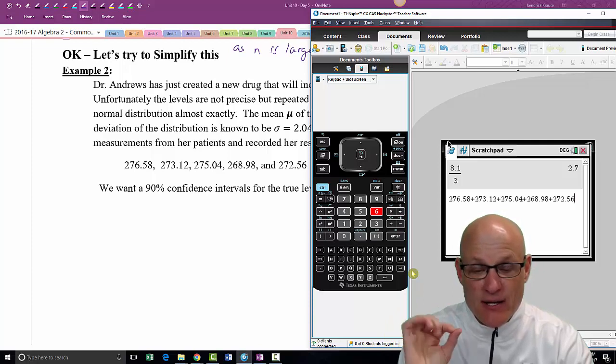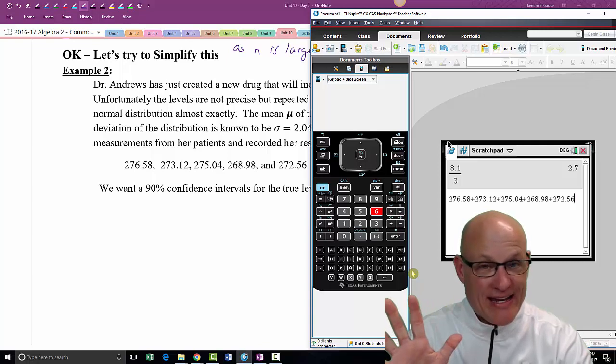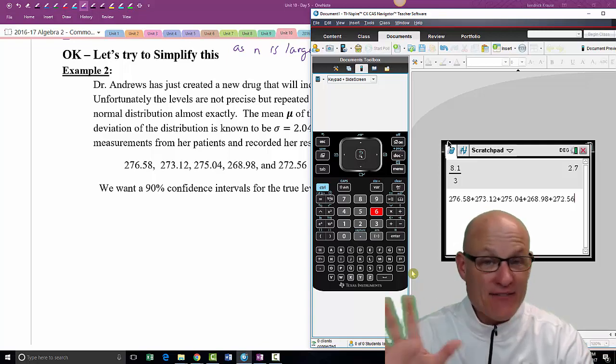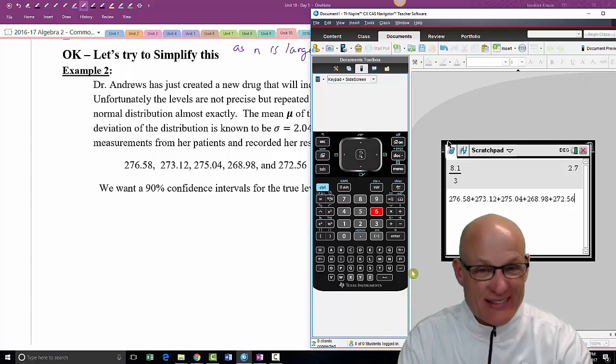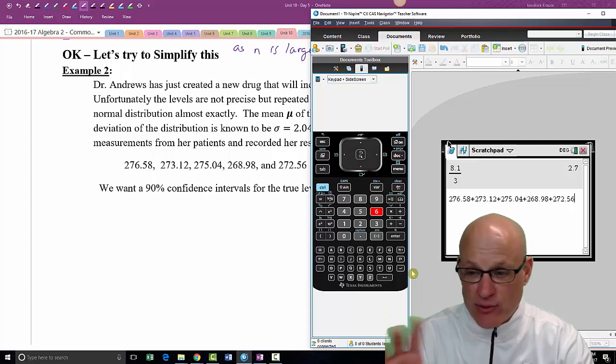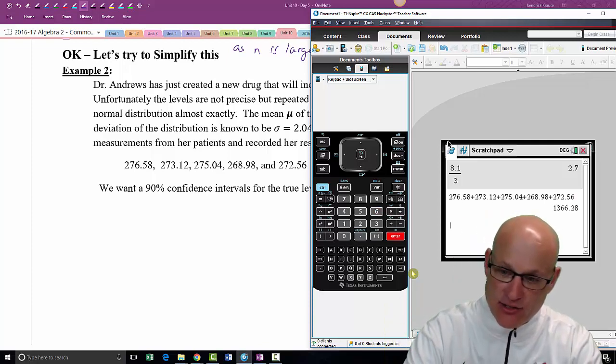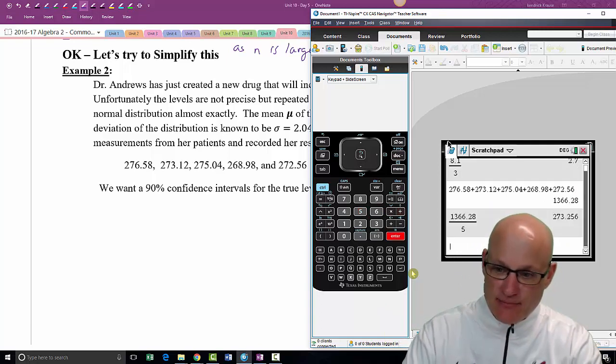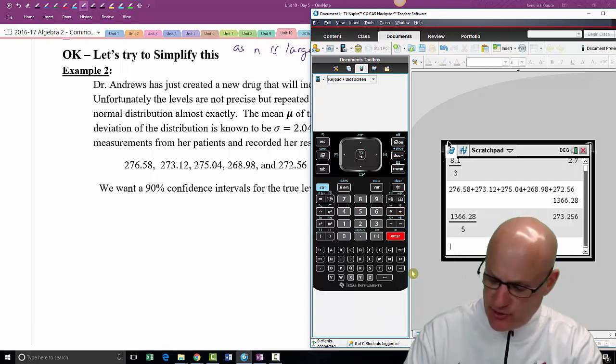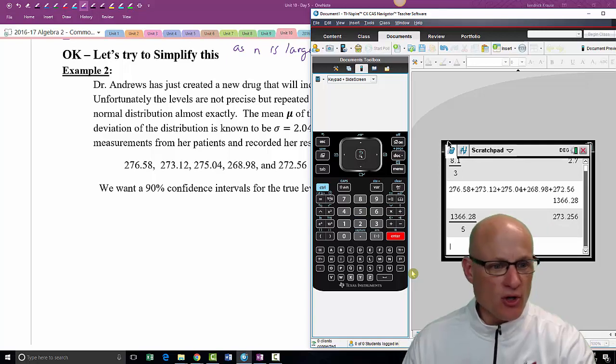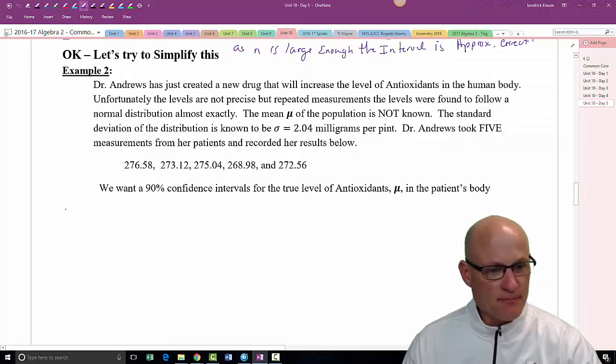Now, I think it's important to tell you we only collected 5 data points, but remember it said that my population distribution is almost exactly normally distributed. So I can use almost any n value I want. So 5 is just fine. As long as my population is known to be normally distributed or almost exactly normally distributed, we're good with 5. Otherwise, we'd need more values of n. So we're going to take that, enter, and divide by 5. So I'm going to get 273.256.